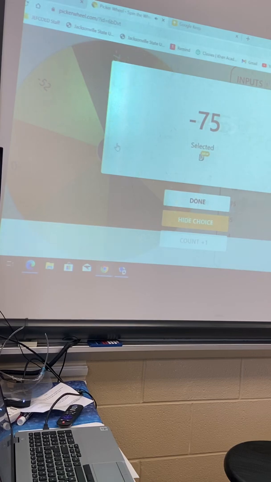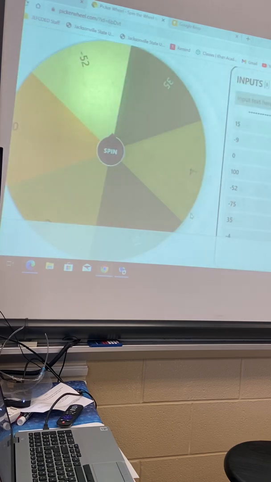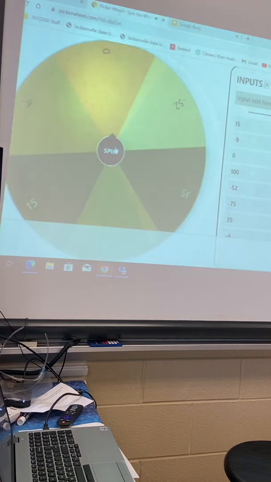Negative 75. Write that down. What is the opposite of negative 75? 75. What's the opposite of 75? Negative 75. Spin the wheel.